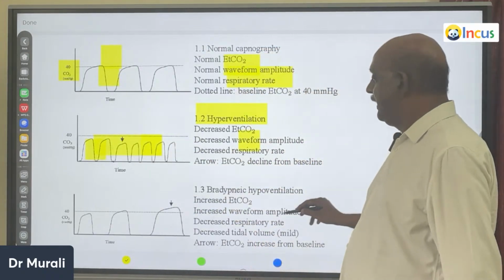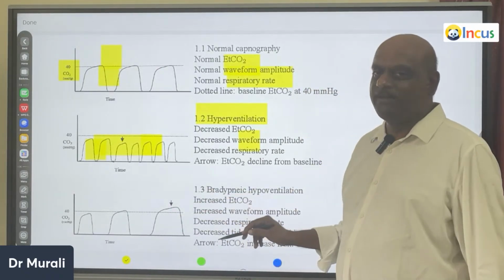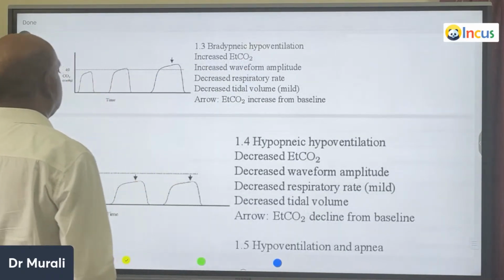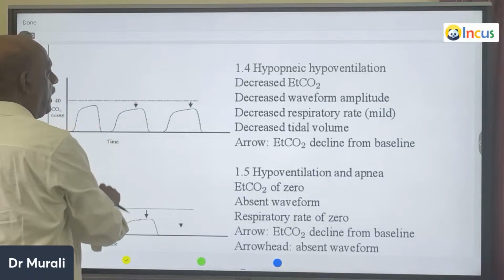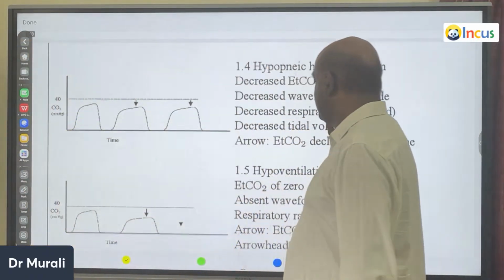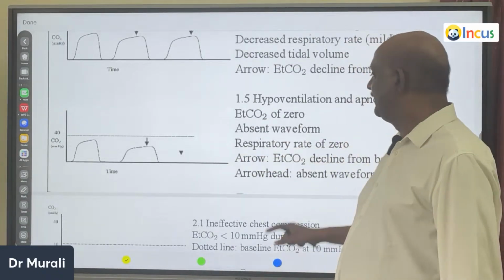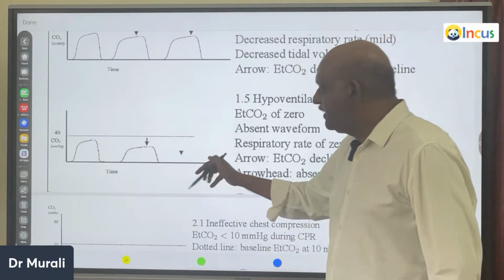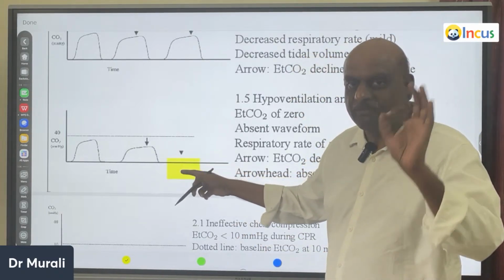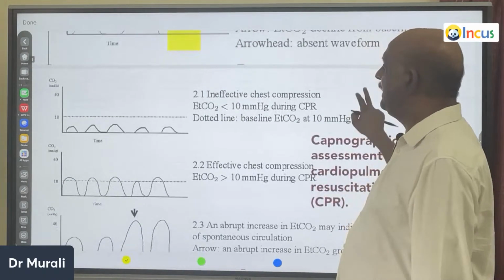Clear? Now, if he is a bradypneic hypoventilation, the respiratory rate decreases. You can very clearly see. Similarly, how does it look in hypopneic respiration? Similarly, if he is hypoventilating and apnea is there, how does it look? The EtCO2, end tidal CO2, can become 0 if it is hypopneic, hypoventilation and apnea.